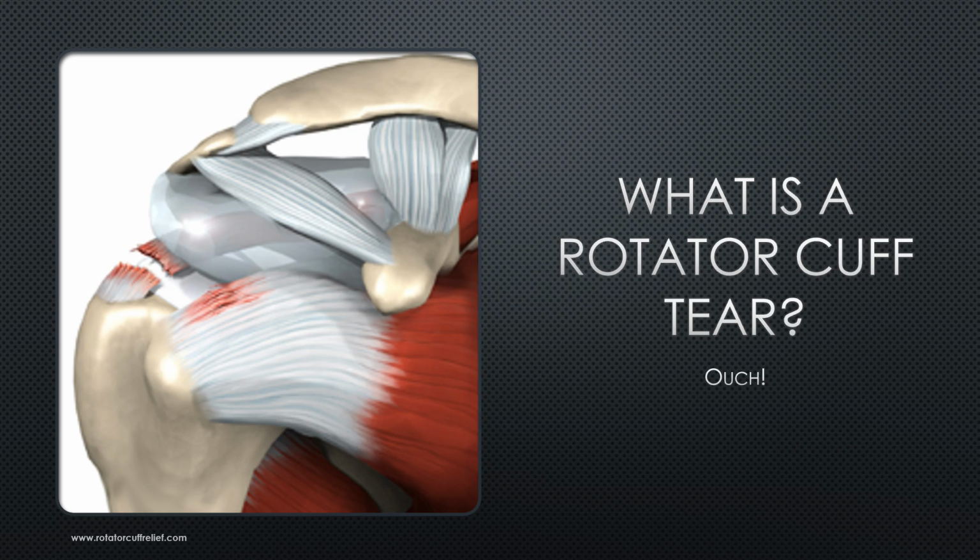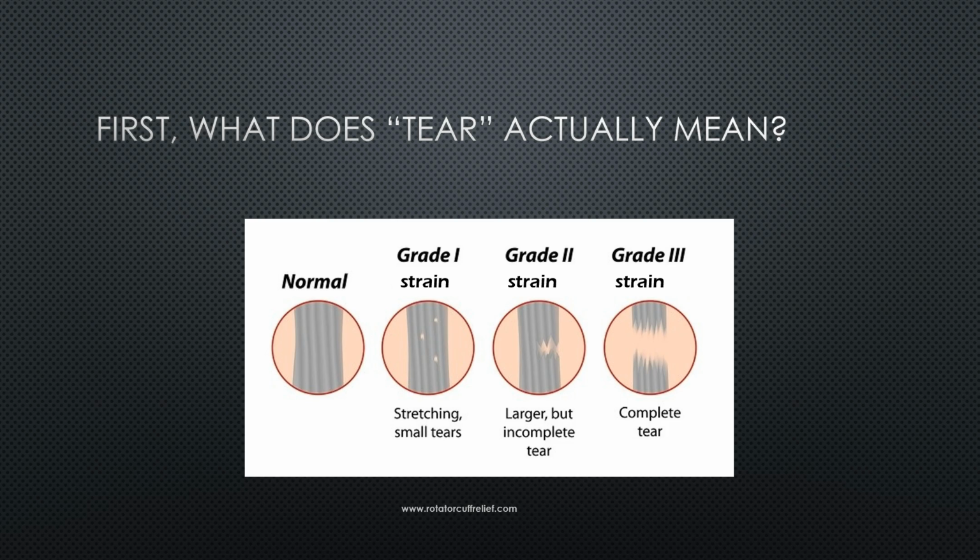RotatorCuffRelief.com. So what is a rotator cuff tear? Ouch! First, what does tear actually mean? Well, the proper term is strain, S-T-R-A-I-N. And there's a common grading system that's been used for many decades: grade 1, grade 2, grade 3. Grade 1 being the least severity, grade 3 being the worst.